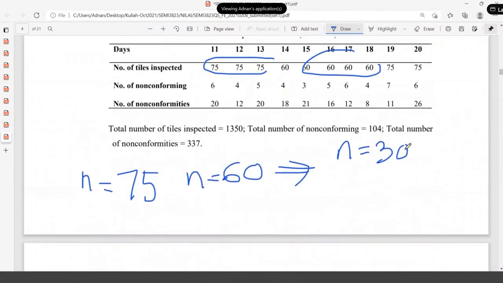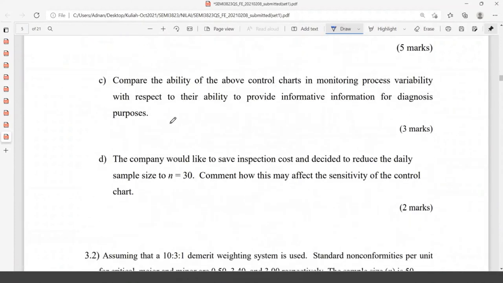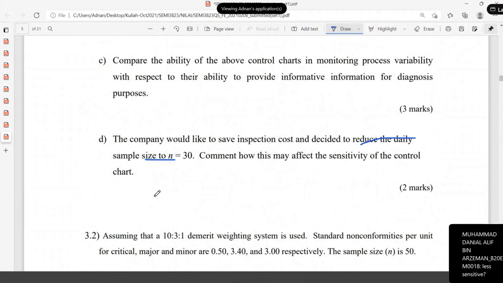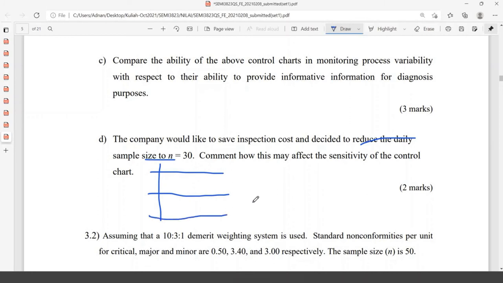Okay, from the formula, is it referring to any control chart or not? It's not. The company would like to save cost and decided to reduce the daily sample. Dia tak sebut which chart. Whatever chart it is, when you reduce the n, what will happen to the control limit? Ini ada kaitan dengan control limit. What will happen to the control limit?